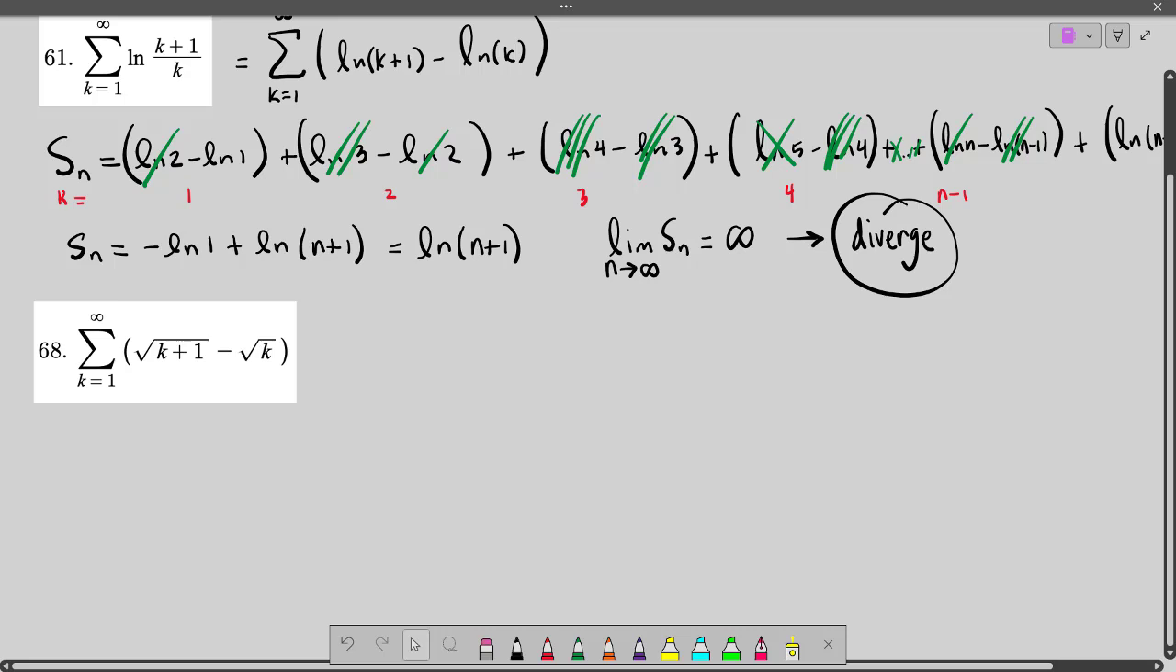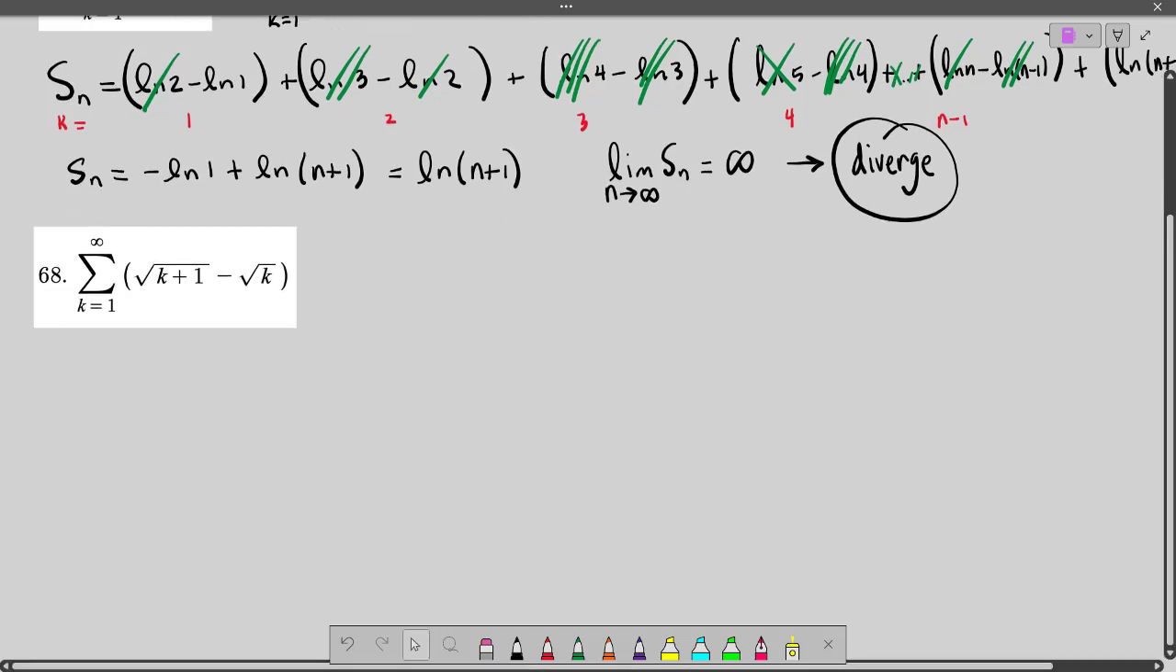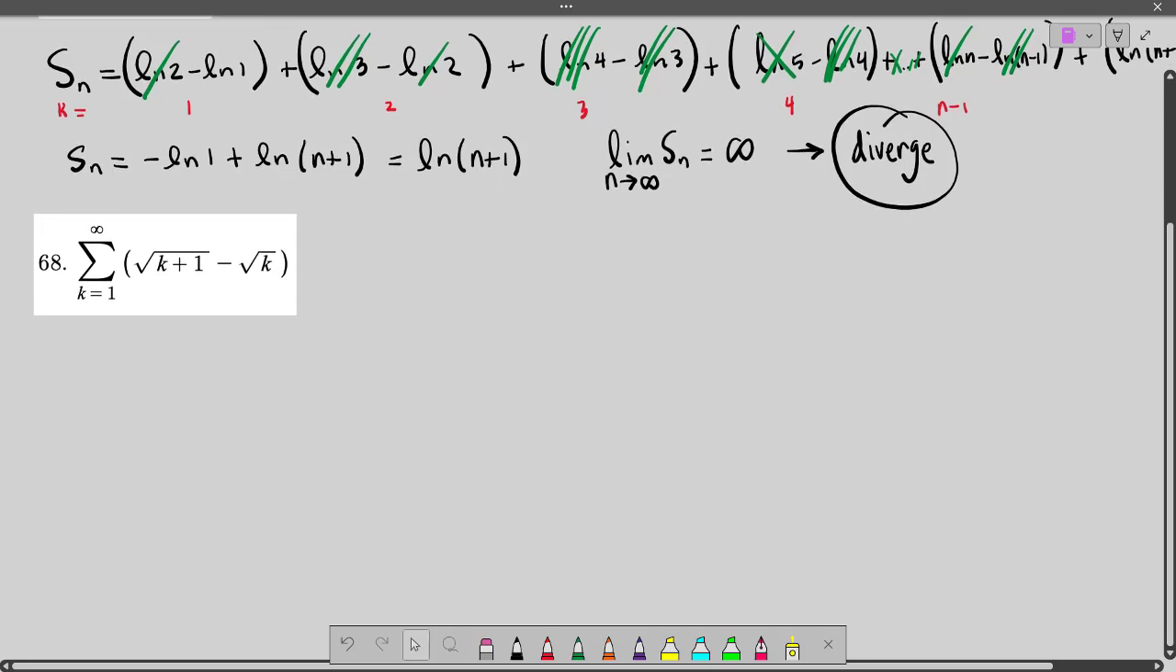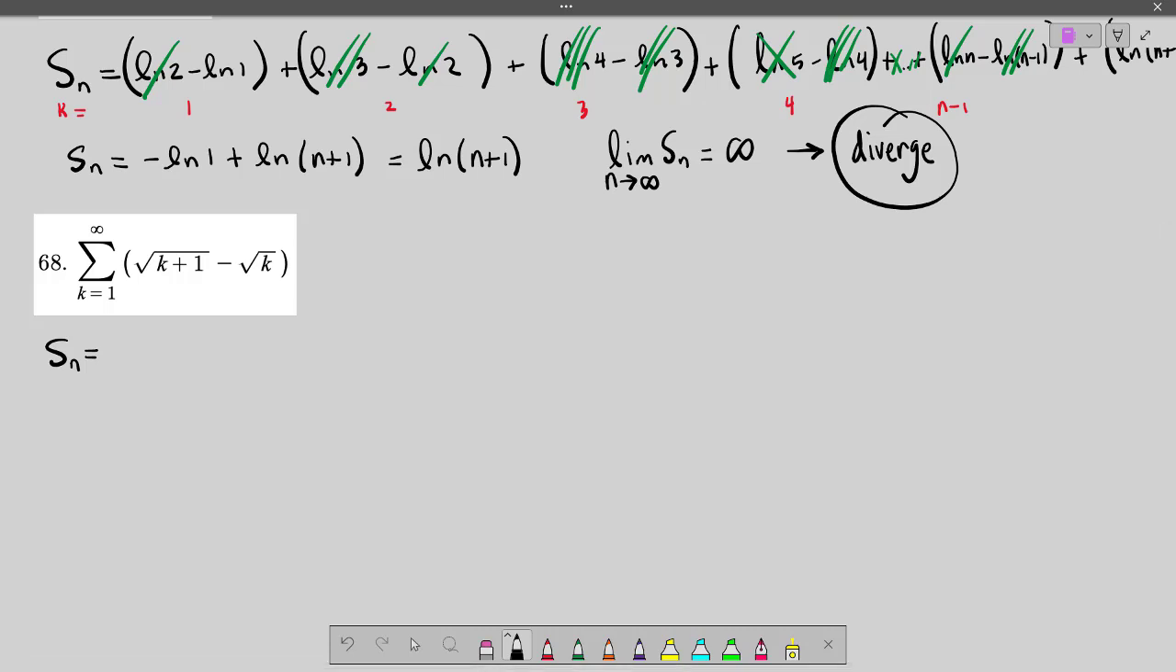Okay, let's try another one here. This one is sort of set up classically. It's already got the subtraction. We don't need to do anything here. So S sub n, sum of the first n terms. Once again, it starts at 1. That's ideal. So our first term and our second term literally correspond to 1 and 2.